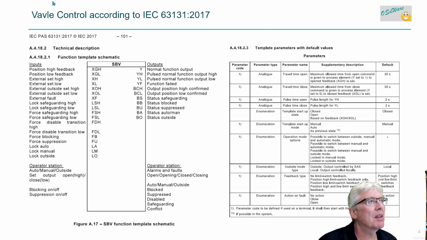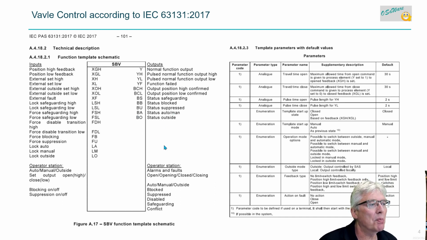And here's the valve control as it was on the previous page. And then we are looking at this norm, the IEC 63131 from 2017. They specify a valve control block or switch binary valve. And here are some feedbacks: automatic high and low, outside high and low, external fault, lock safe high and low, force signal high and low, force disable high, force disable low, force block, force suppress, lock automatic, lock manual, lock outside. From the operator station, you've got commands, and then it states outputs to the operator station. Inputs, arguments on the left-hand side, results or outputs on the right-hand side.